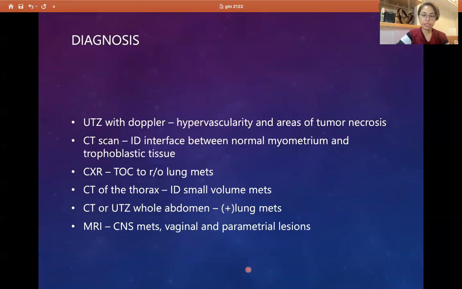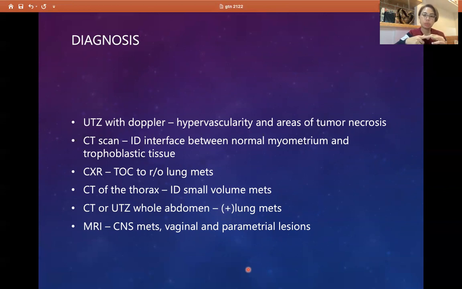So again, of course, very important is the ultrasound with Doppler. There is hypervascularity and areas of tumor necrosis. CT scan will help us identify the interface between the normal myometrium and the trophoblastic tissue, while chest X-ray is the test of choice to rule out lung metastasis. If you are asked what test is the choice for us to be able to identify if a patient is in stage 3, then just X-ray will already help us.